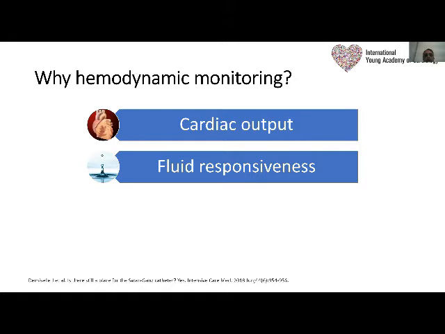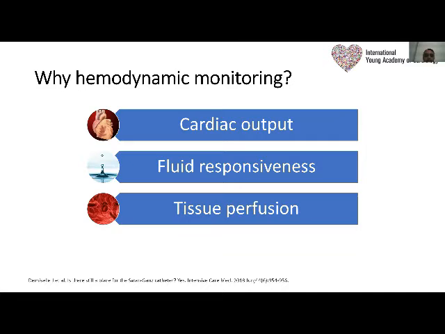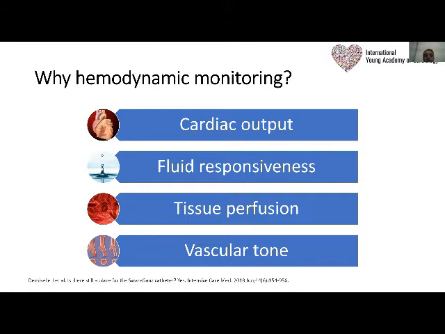Just to mention, the definition of fluid responsiveness is an improvement in the cardiac output and stroke volume of at least 10 to 15% with a fluid challenge. I need to know the tissue perfusion and whether perfusion to the tissues is improving with the interventions or not. And I need an idea about the vascular tone: is the patient vasodilated, as in distributive shock, or vasoconstricted, as in cardiogenic shock?